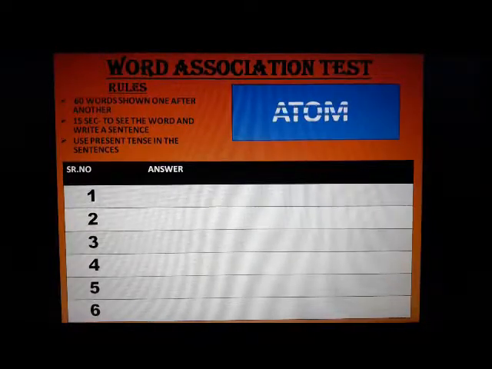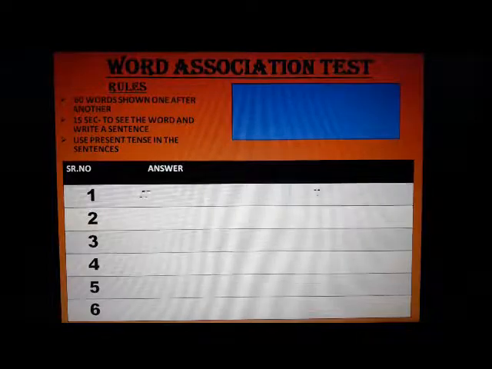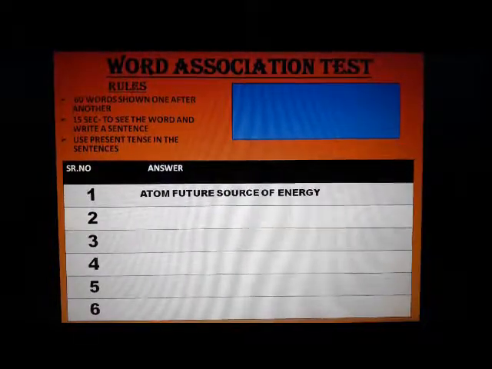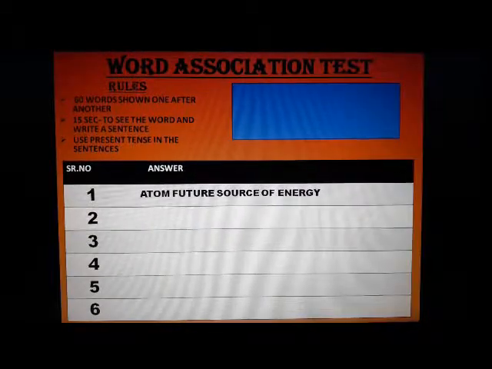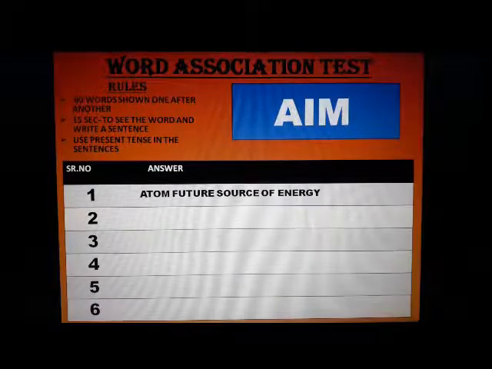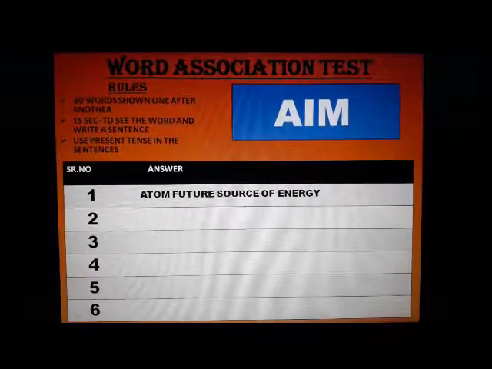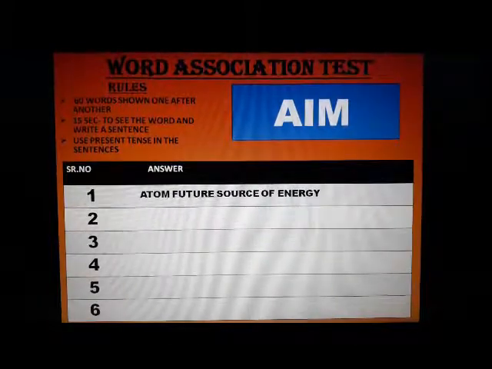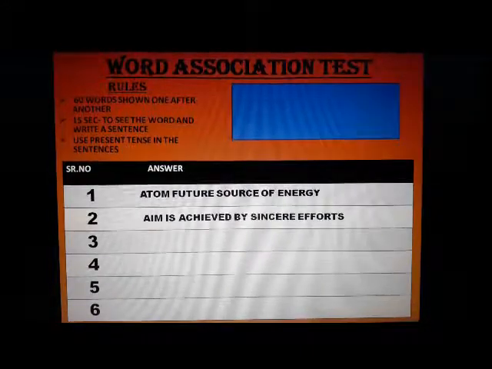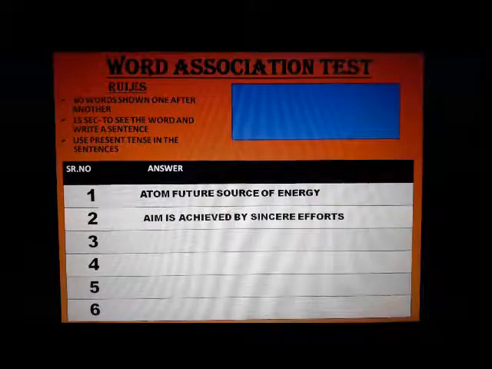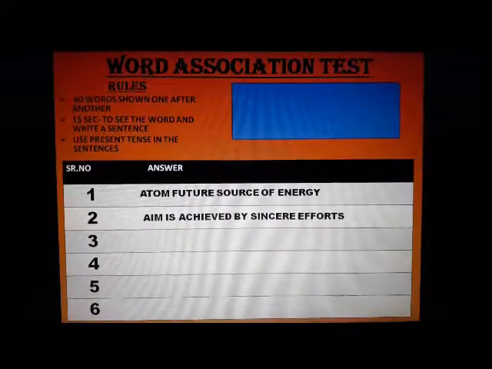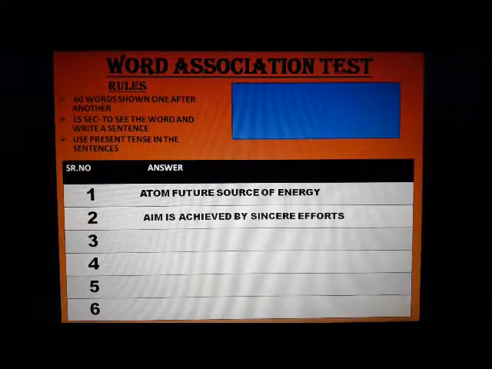Now see the example. Here is the sentence: Atom is the future source of energy. Now the next word will be aim. Again, think for 15 seconds. And the sentence is: Aim is achieved by sincere efforts. So friends, I hope it has been clear to you how you can form sentences on a given word.